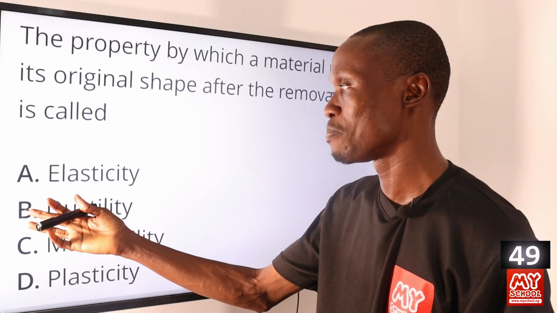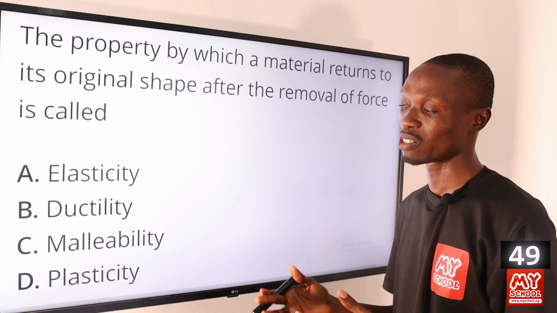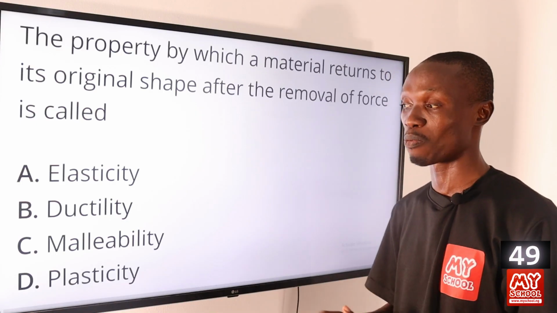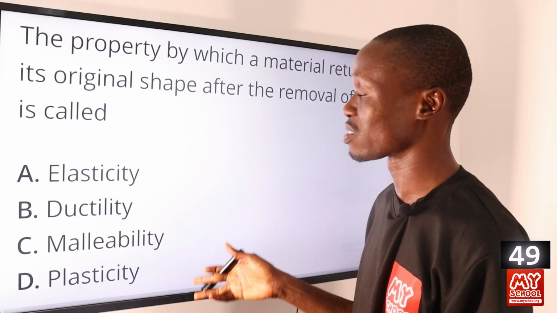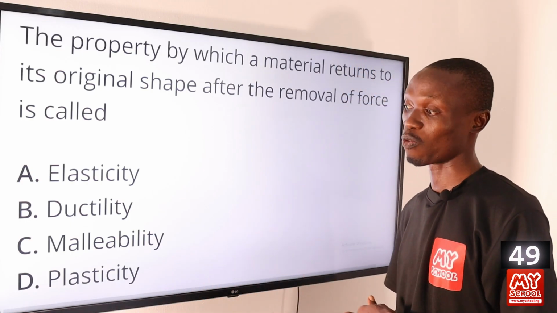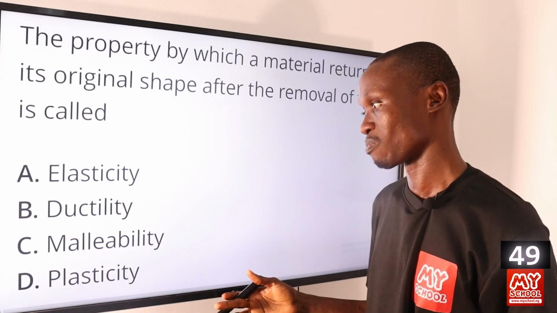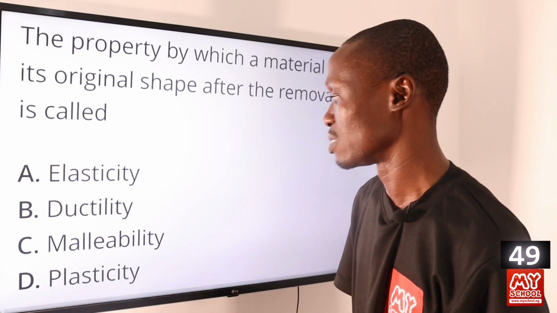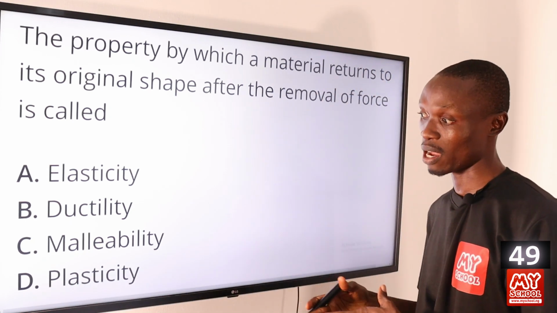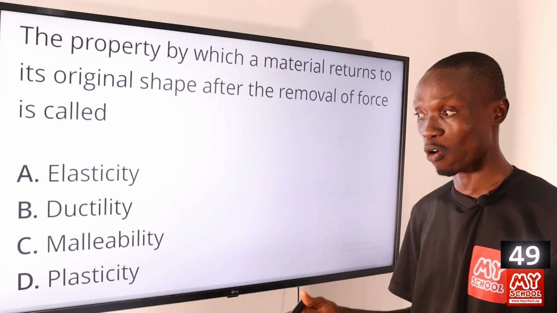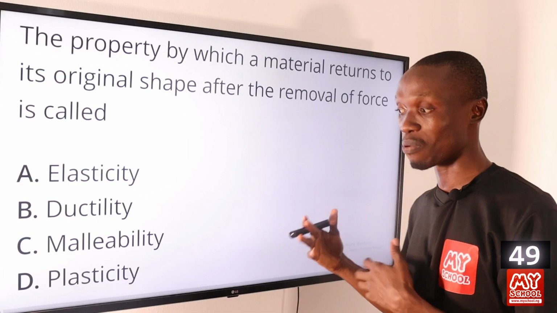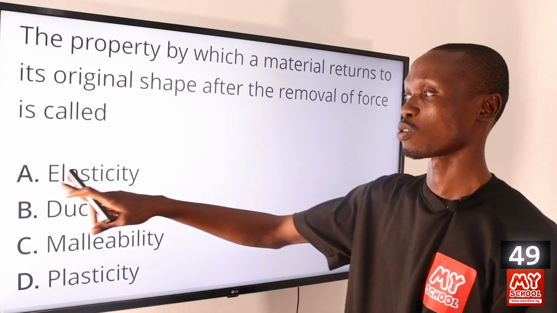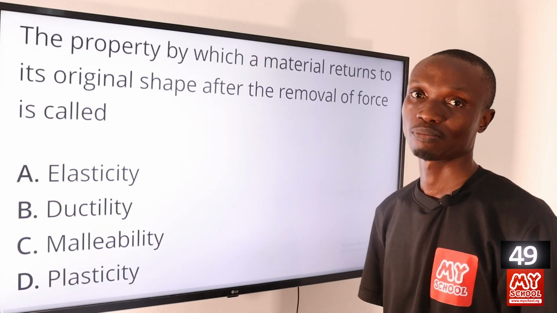Option B is ductility. Ductility simply describes the ability of a material to be drawn into wire, while option C, malleability, describes the ability of a material to be beaten into sheets. Option D, plasticity, describes the ability of a material to undergo permanent deformation without breaking. But the answer to this question is option A, elasticity.